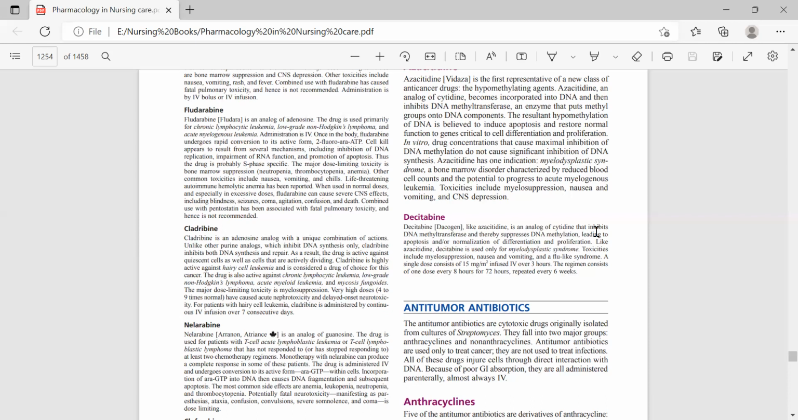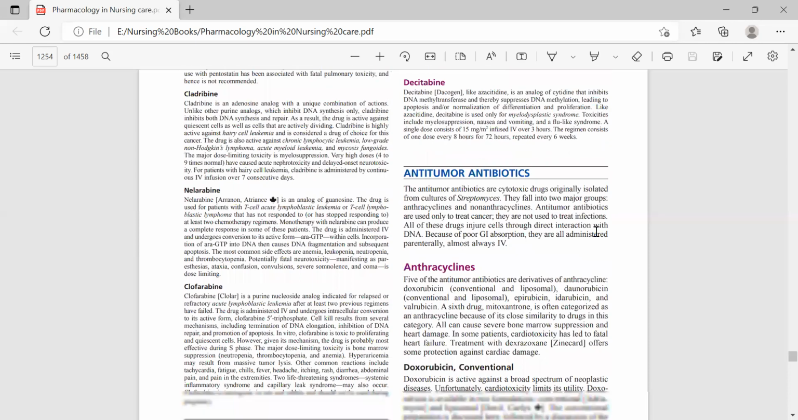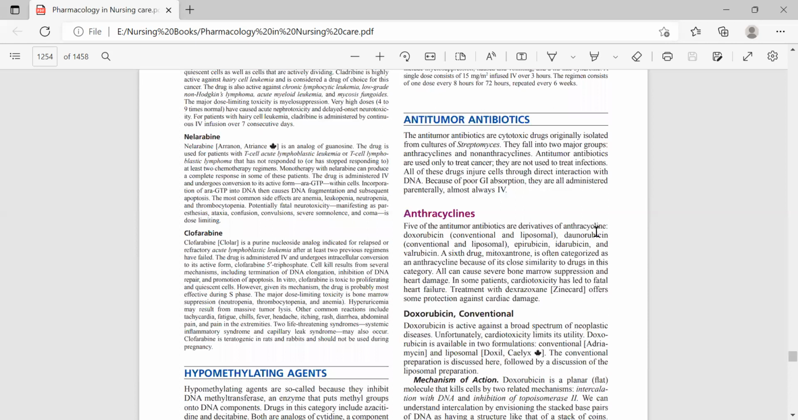Most common side effects include anemia, leukopenia, neutropenia, and thrombocytopenia, and potentially fatal neurotoxicity, manifesting as paresthesias, ataxia, confusion, convulsion, severe somnolence, and coma. The last drug is clofarabine. Clofarabine is a purine nucleoside analog, and it is indicated for relapsed or refractory acute lymphoblastic leukemia when at least two previous regimens have failed. IV administration is recommended, and intracellular conversion is required to its active form, clofarabine 5-triphosphate.